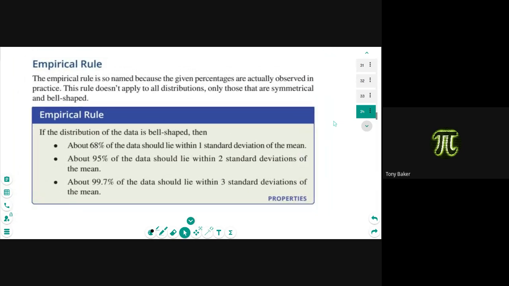Probably the most important rule that you're going to see for standard deviation. Write this down as I get another thing copied over, because I need the exact number.